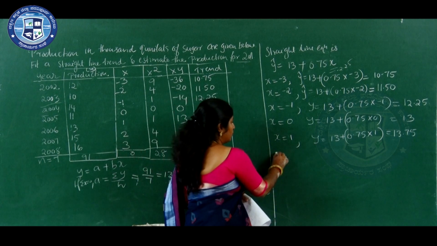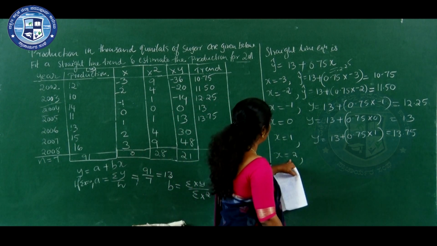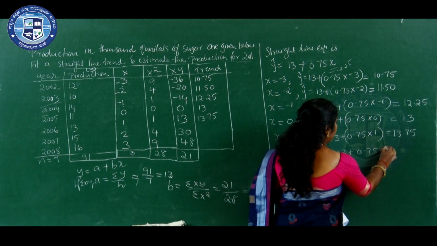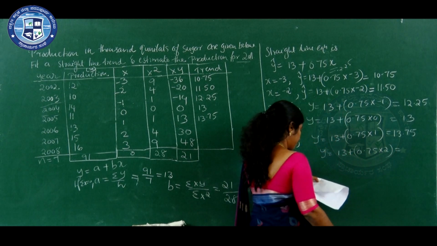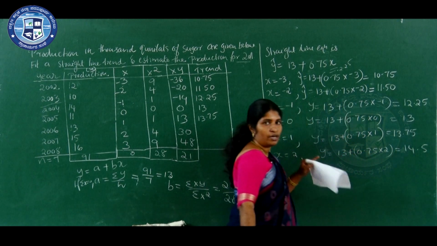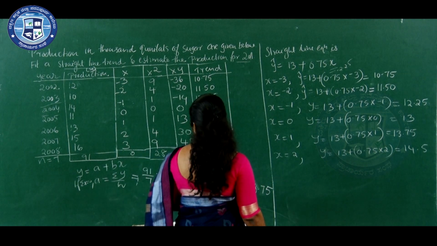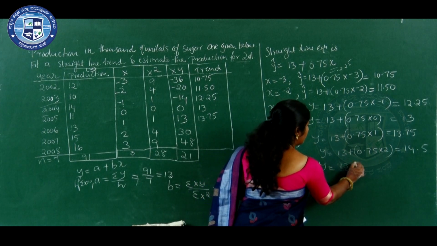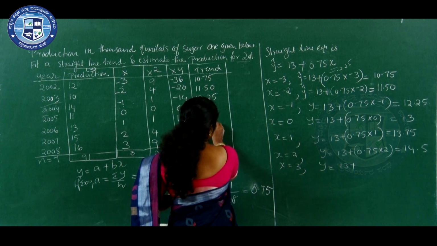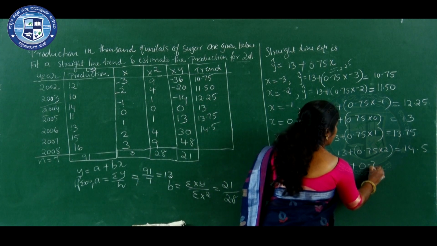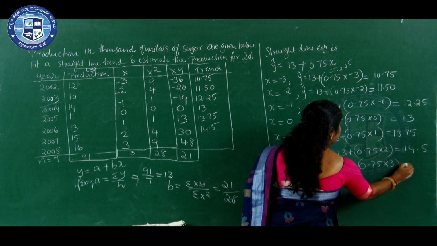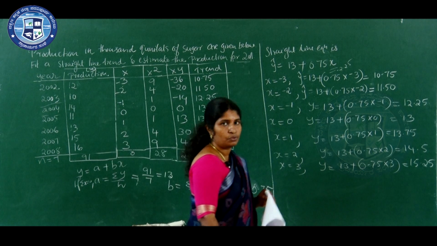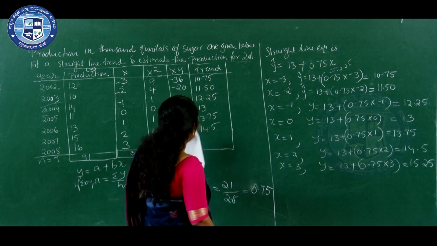Now if x is equal to 2, y is 13 plus 0.75 into 2, so the answer is 14.5. Next, x is equal to 3: y is 13 plus 0.75 into 3, and the answer is 15.25. Those are the trend values.